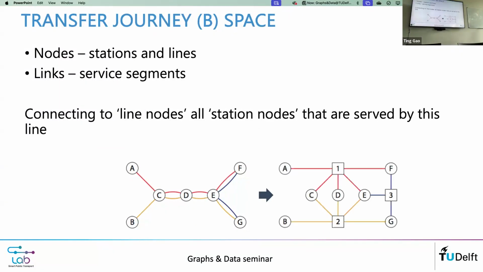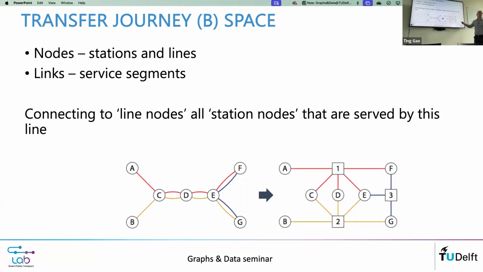And finally, we have a so-called B-space or transfer journey representation, where we now have two sets of nodes, both lines and stations, and we connect a line to all stations at which it calls. And so stations are connected to lines and lines are connected to stations, but not to each other. And this is the most informative one.